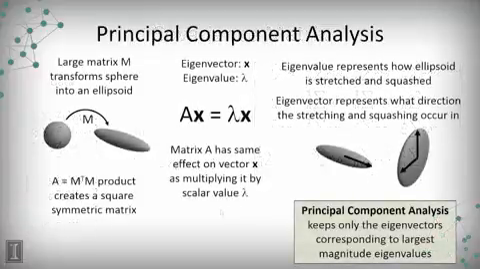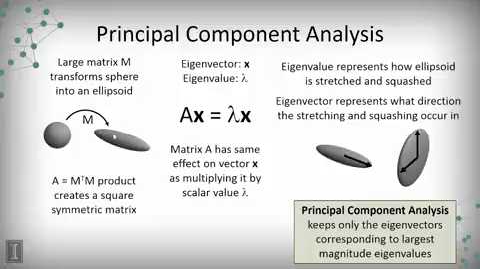And so you can think of a large matrix as something that transforms a sphere in high dimensions into some kind of ellipsoid. It's going to stretch it out in a certain direction. And when you square that matrix, multiplying it times its transpose, it's going to create a square symmetric matrix similar to that covariance matrix. When we pull out the eigenvectors and the eigenvalues of that matrix, these are directions that when you multiply the matrix times that direction, it's the same thing as just multiplying it by a scalar value.